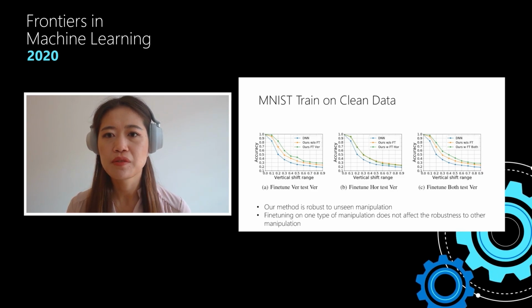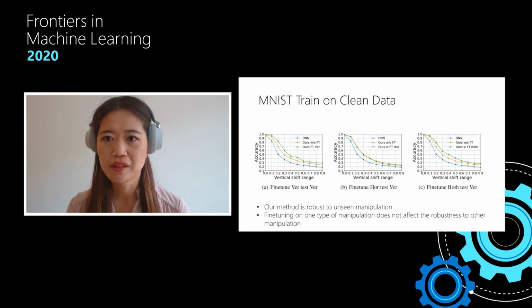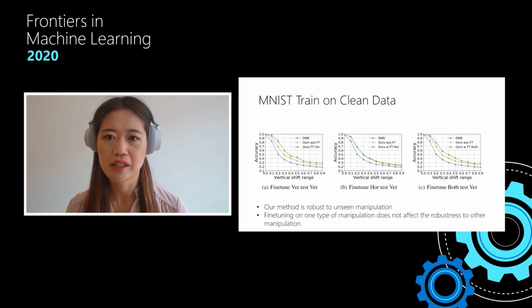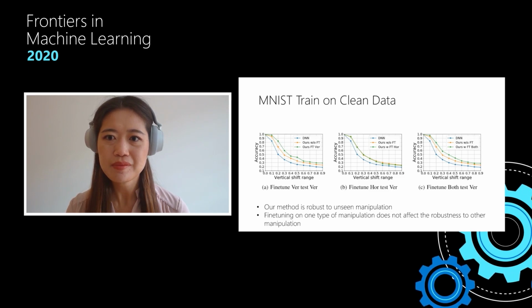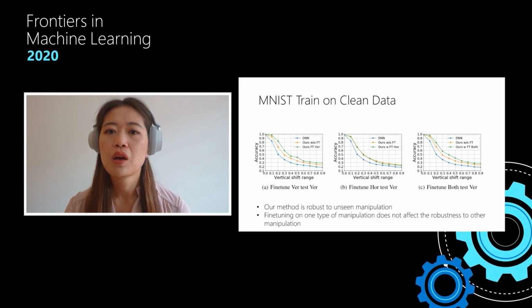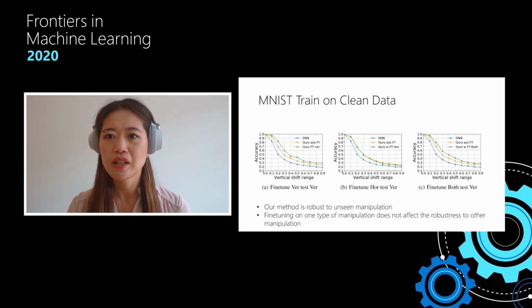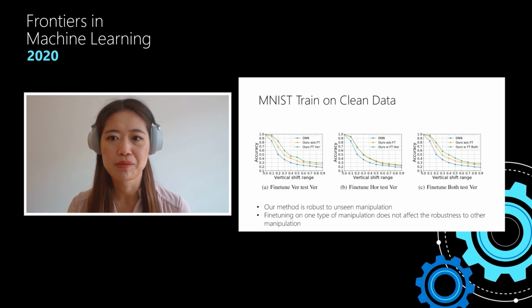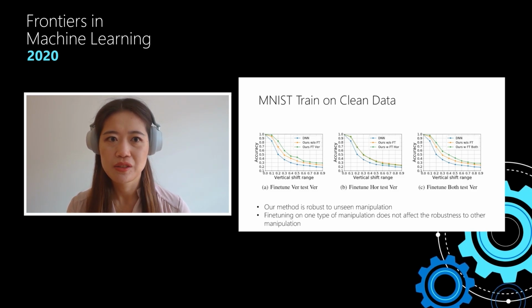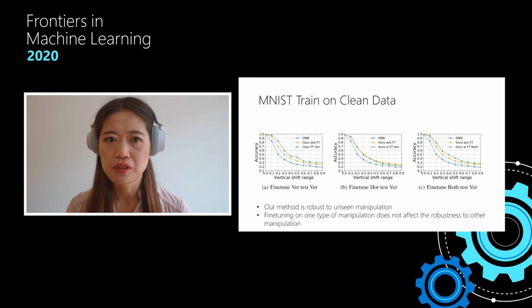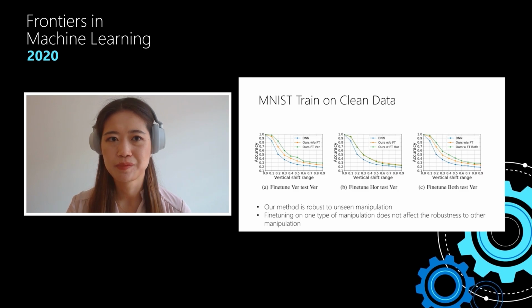We can also see that with fine-tuning on a different manipulation in the middle panel, the performance does not drop, unlike the traditional neural network. This is thanks to the fact that we fix the mechanism from Y and Z to X. So fine-tuning on one type of manipulation does not affect the robustness to another type of manipulation, which is desired. In the middle panel, the fine-tuning was done on the horizontal shift and the testing was on vertical.